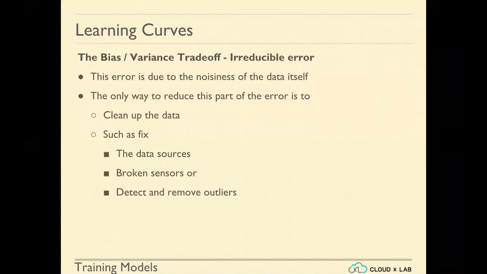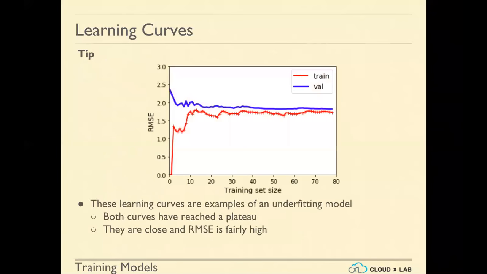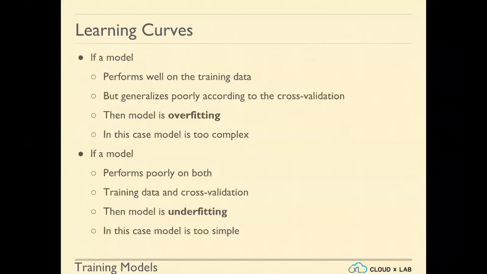Good. Now, the third part of the errors that you see in RMSE is the irreducible error. What does it mean? This could be the error due to noisiness of the data itself. Remember we introduced the noise ourselves, right? In our data, we introduced the noise. Where did it go?